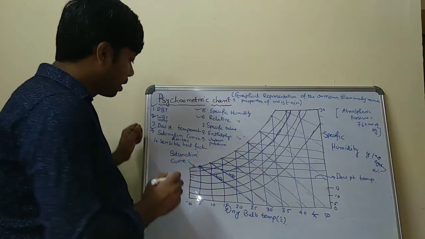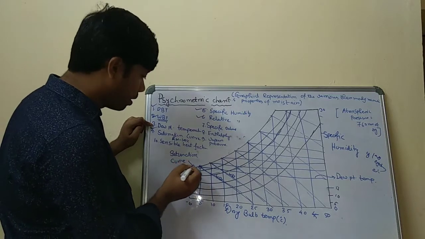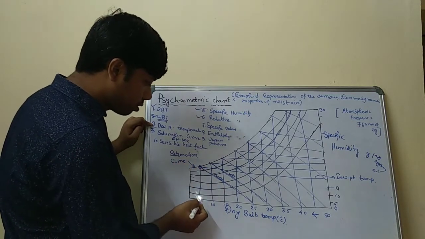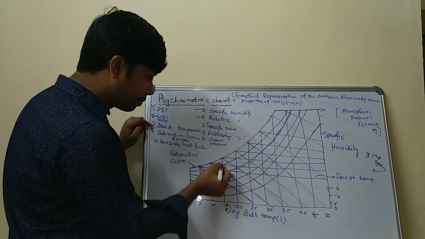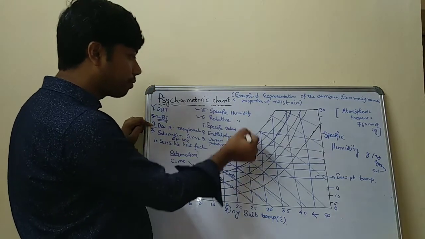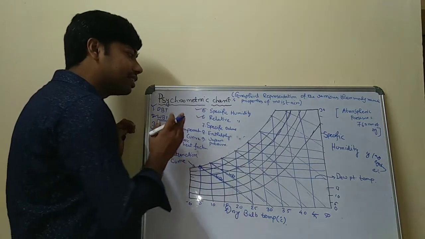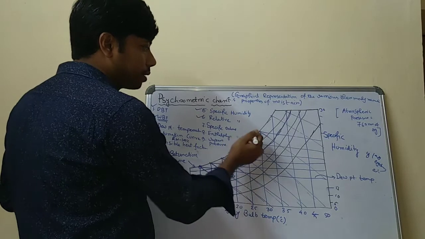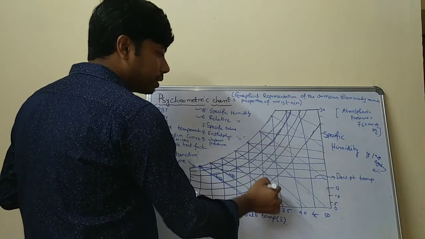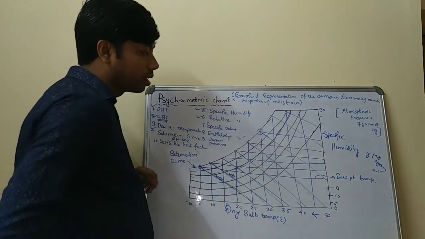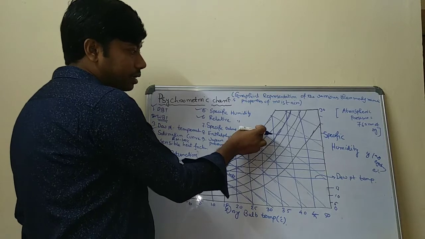Now, dew point temperature. Suppose this is your dry bulb temperature: 5 degree, 10 degree, 15 degree line, 20 degree vertical line, 25 degree vertical line. Now, if you draw the horizontal line parallel to the dry bulb temperature axis, suppose the 30 degree dry bulb temperature line is here, right? It will cut the saturation curve at this point.